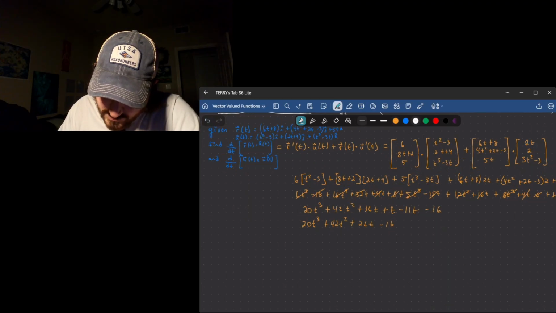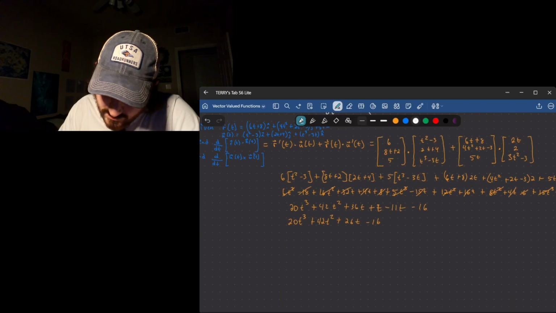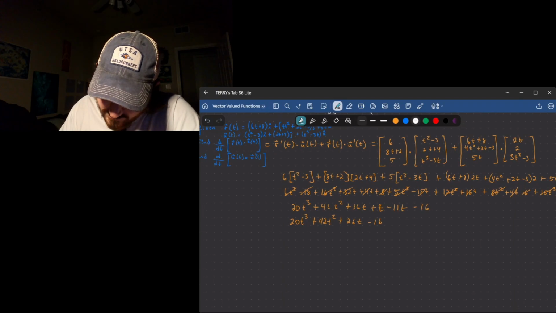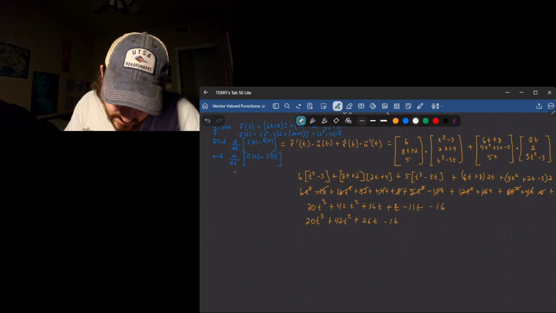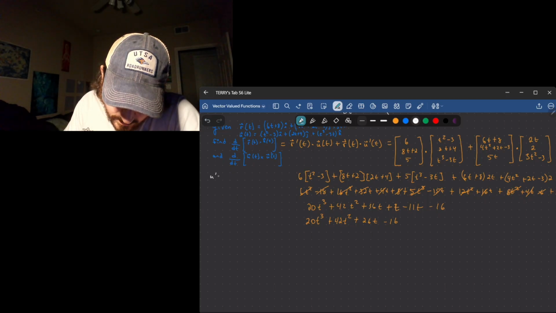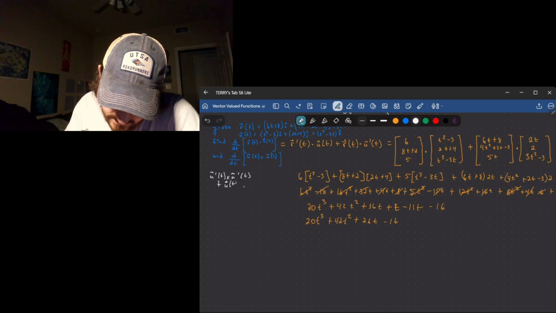Next we're going to do the cross product of u and u prime. Before we dive into what that is numerically, let's think about this for a second. We know that that's going to be u prime of t cross u prime of t, and then we're going to add that to u of t cross u double prime of t, because that's our product rule.